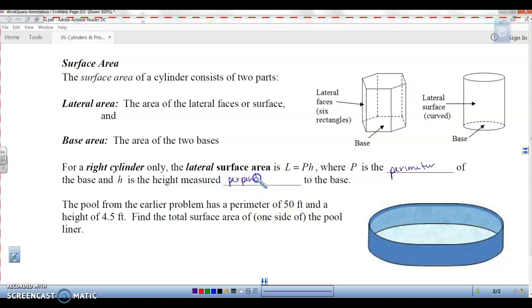So when you have the height, you have to go perpendicular to the base. This has to be a right angle going down. All right, so the pool from the earlier problem, from the previous Ed Puzzle, has a perimeter of 50 feet and a height of 4.5. All right, find the total surface area of one side of the pool liner.